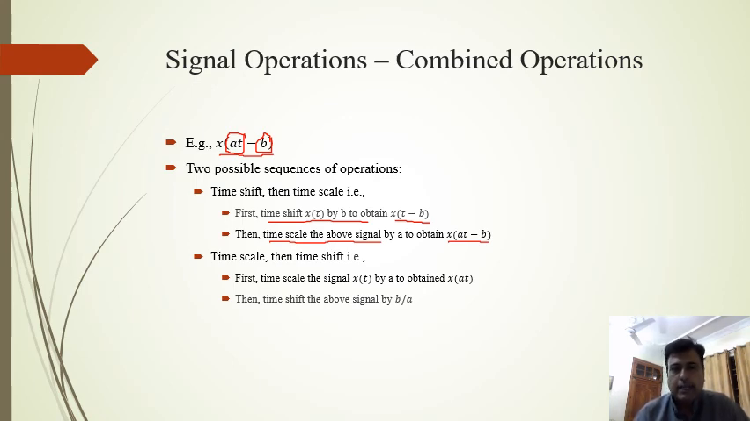The second choice is that we can also do this: first we time scale the signal x of t. So if you have x of t and you time scale it by a, you will get x of at, and then you time shift the given signal by this amount b over a, so you will get x of at minus b. So of these two choices, in this choice we performed time shifting first, and in this choice we performed time scaling first.